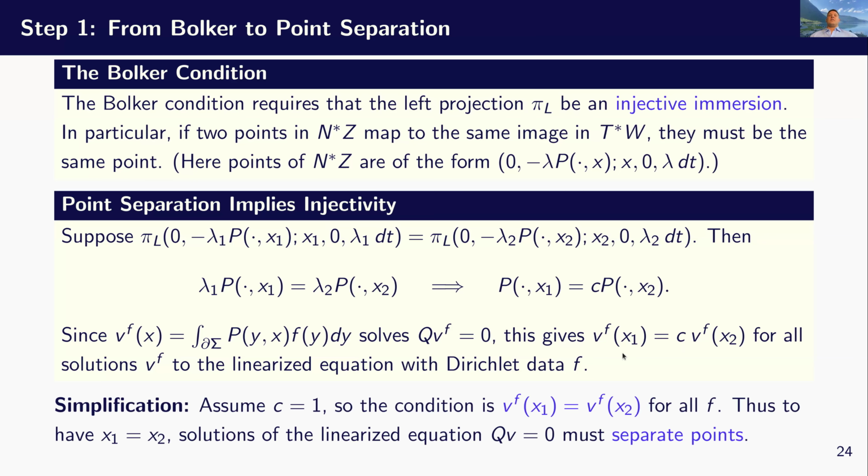So let's simplify the analysis just a little bit. So assume now that c is actually 1. So in this case, the condition here becomes just v_f(x1) equals v_f(x2) for all Dirichlet data f. So it means that all solutions to the linearized equation at these points x1 and x2 must have the same value. So that means this injectivity is equivalent to showing that solutions to the linearized equation Qv = 0 must separate points.